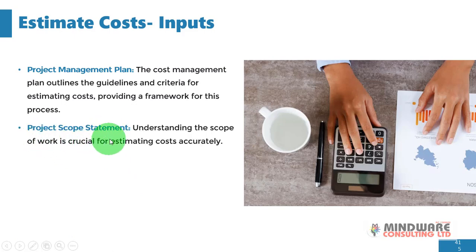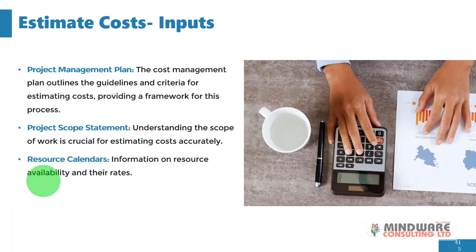The project scope statement. Understanding the scope of work is crucial for estimating costs accurately. So you need to understand what is included in your work. Okay, what is the scope? What are the activities within the project? So that will help you know exactly what you're estimating costs for.